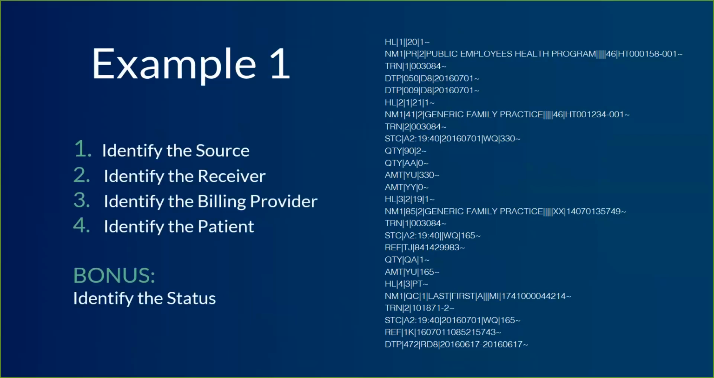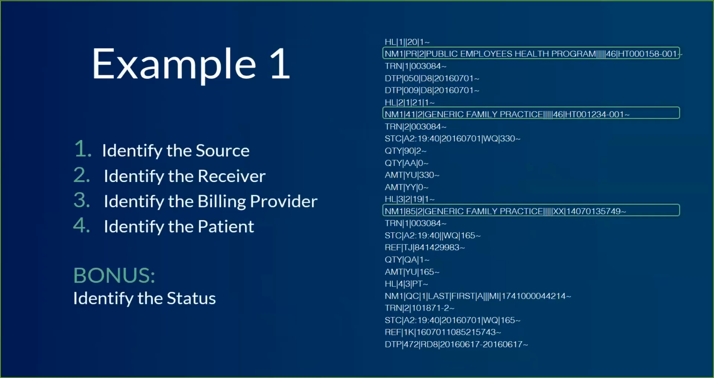Let's take a look at what you got. As far as the source goes, I'm looking under the first HL segment, and hopefully everybody saw that the Public Employees Health Program in this case was the information source. After that, under the second HL, I can see that the receiver was generic family practice. The billing provider was again generic family practice. And the patient was first last, which is a very inventive patient name, I'm sure.